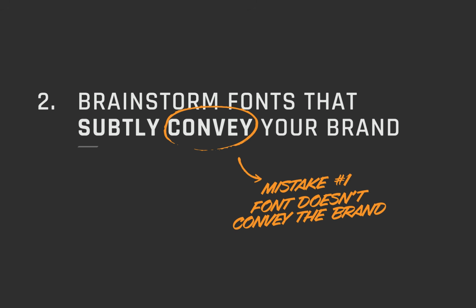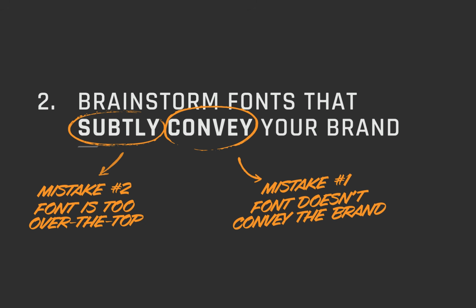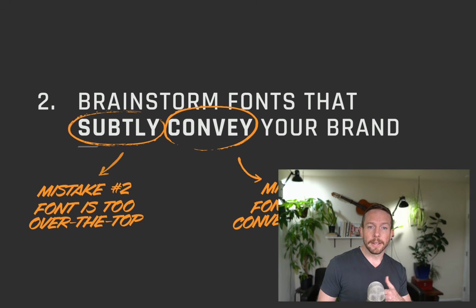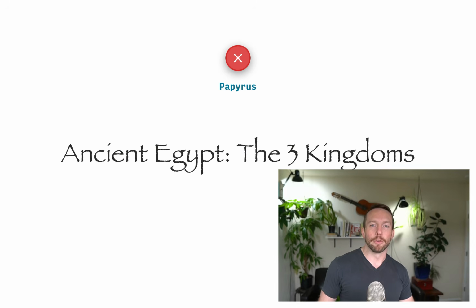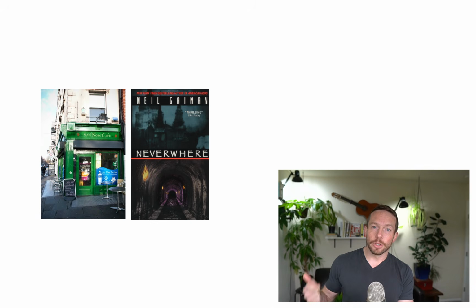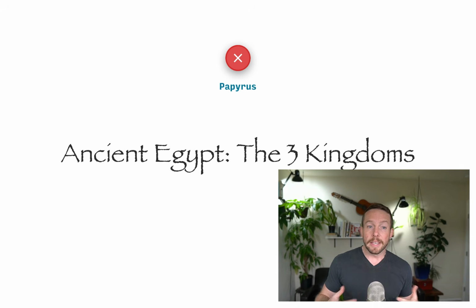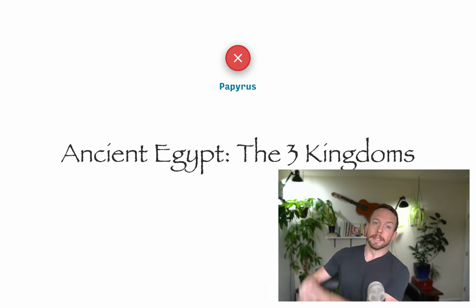The second big mistake is choosing a font that matches your brand, but it's just too over the top. For our ancient Egypt site, the obvious choice here is Papyrus, the bane of graphic designers everywhere. Papyrus is famous for appearing in settings that have nothing to do with ancient Egypt, like Irish pubs, dark urban fantasy novels, NASA missions. But the issue here is that Papyrus is not subtly ancient Egypt. It's like bash you over the skull with ancient Egypt.